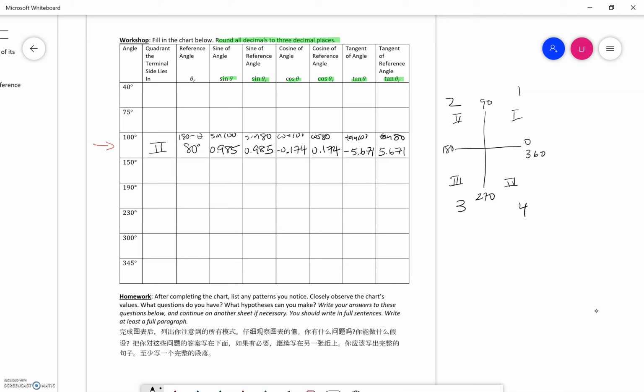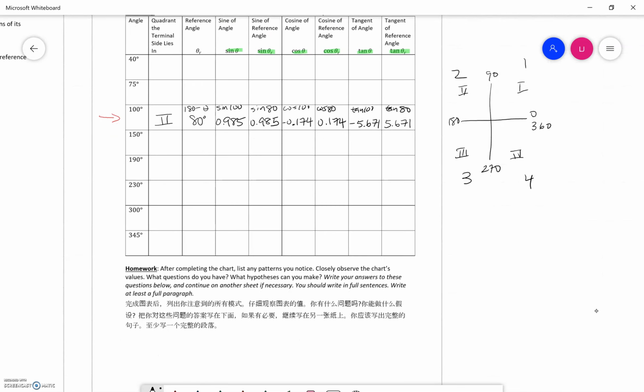So you're going to do this for all of the angles that you see on here, and then you're going to complete this last section, the homework section. After completing the chart, list any patterns you notice. So there should already be some patterns we notice from that single line. Observe the chart's values. What questions do I have? What hypotheses can I make? Write these answers below and continue on another sheet if necessary.